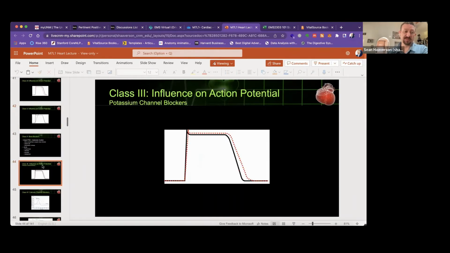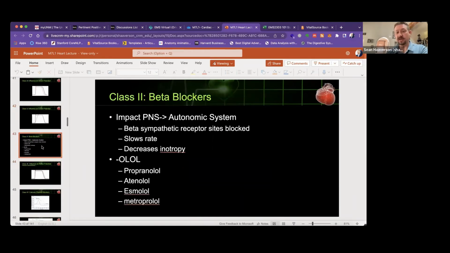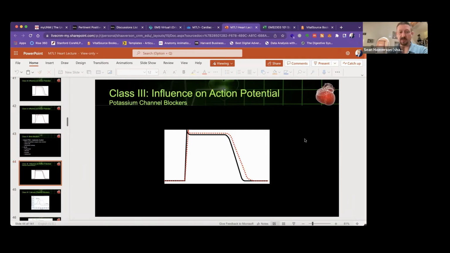Let's look at some more examples. So class 2 is beta blockers. It's going to impact more than just the depolarization cycle. These are the things that it does, but I'm sure you're aware we've covered beta blockers pretty well.